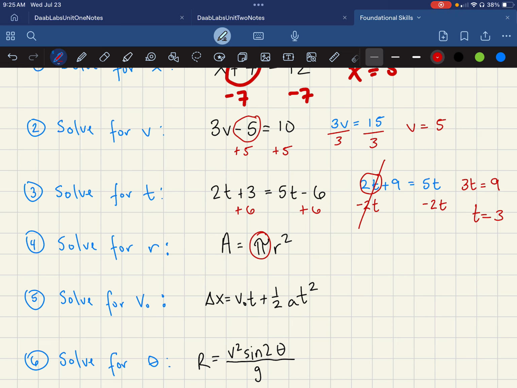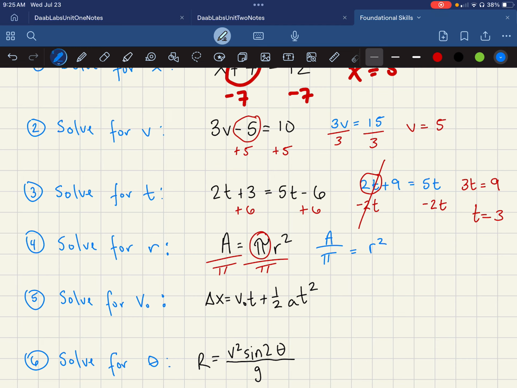Sorry, I had a weird noise going off down here. So I'm going to go ahead and divide both sides by pi, right? Divide this side by pi, divide this side by pi, so that we end up with a over pi equals r squared. Okay.